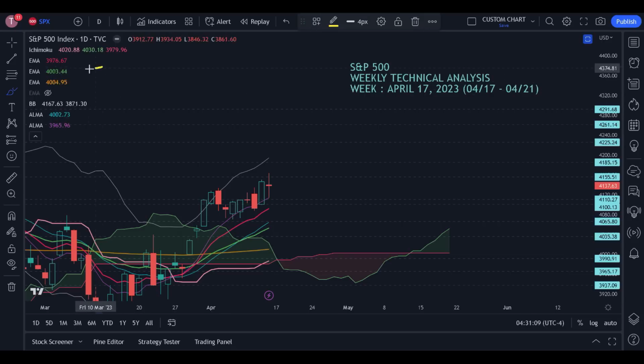Now guys, we are going to discuss the fifth and last point of the agenda of this S&P 500 weekly technical analysis. Here I will give you the probable movement of the S&P 500 from Monday through Friday. Let's see what is going to happen in the S&P 500 in the week of April 17th, from Monday, April 17th, through Friday, April 21st.